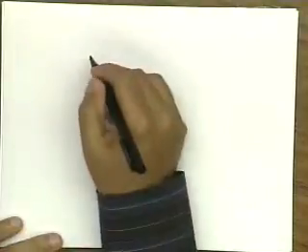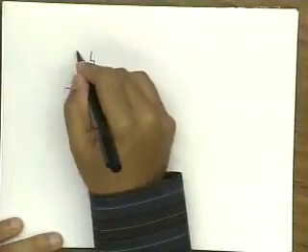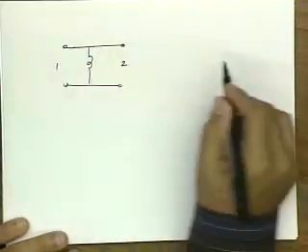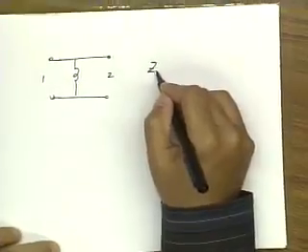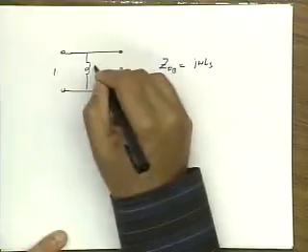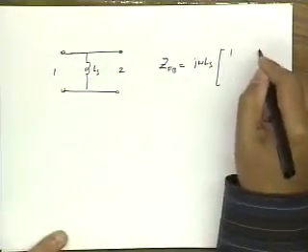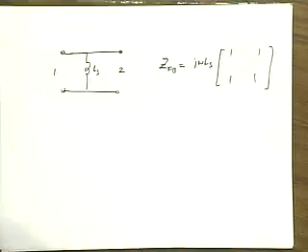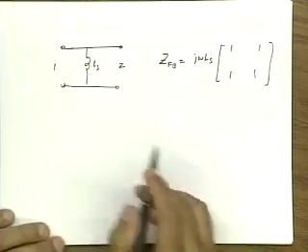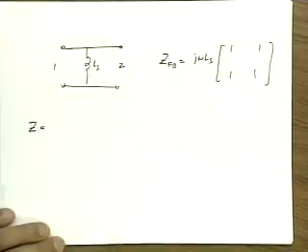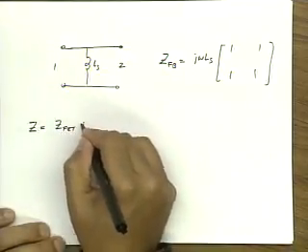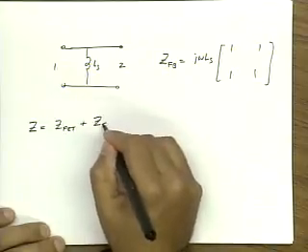Well, what about for series feedback? What's the Z matrix for this trivial circuit? This is port 1, this is port 2. The Z matrix for the feedback is just j omega LS, let's call this LS, times 1, 1, 1, 1. Okay? And I won't bother to derive it because it's so trivial. I leave that to you. So the Z matrix for the total amplifier is the Z matrix of the FET plus the Z matrix of the feedback.